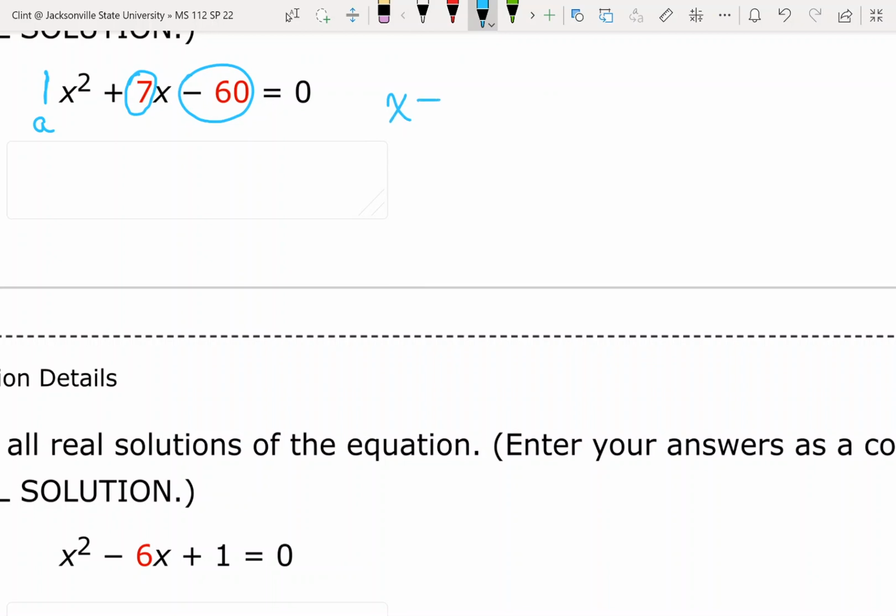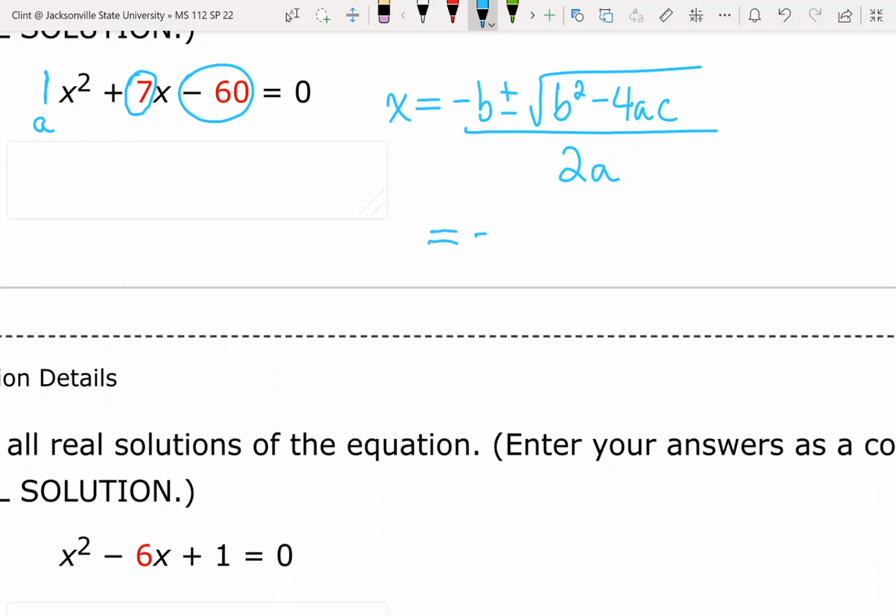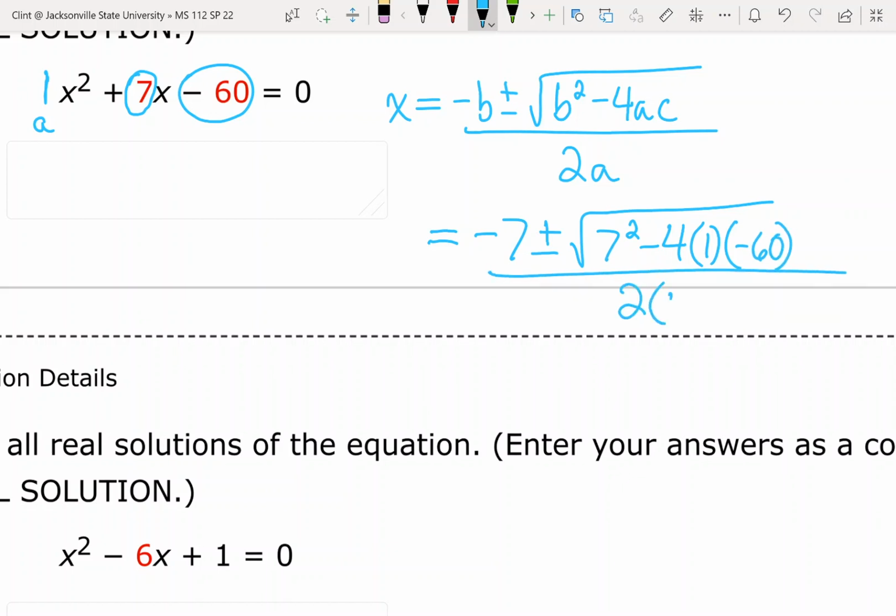So plugging into the quadratic formula, and I'll give you the quadratic formula. Maybe I need to write it down here too. So negative B plus or minus the square root of B squared minus 4AC, all over 2A. So when we plug in our numbers, we'll have the opposite of B, so negative 7 plus or minus B squared, so 7 squared, minus 4 times 1 times negative 60. And that's all over 2 times 1.